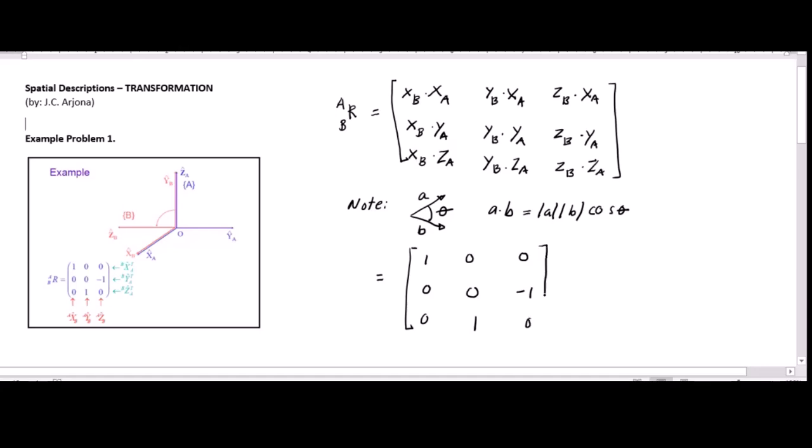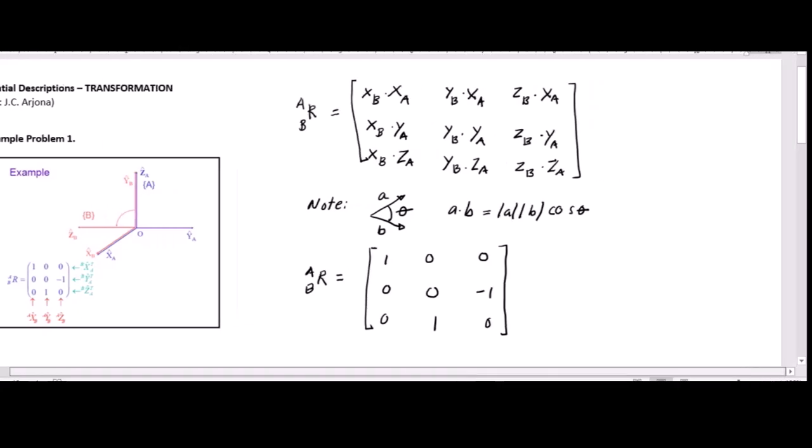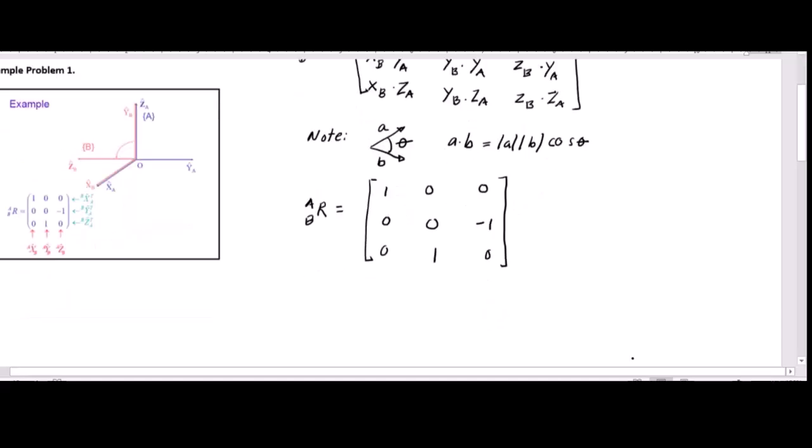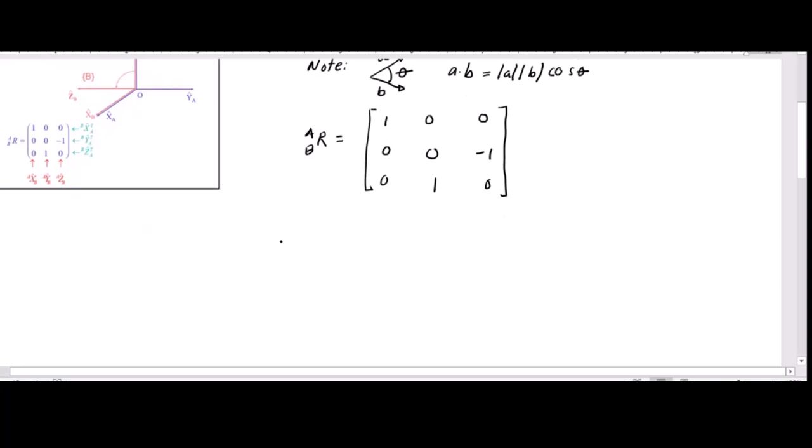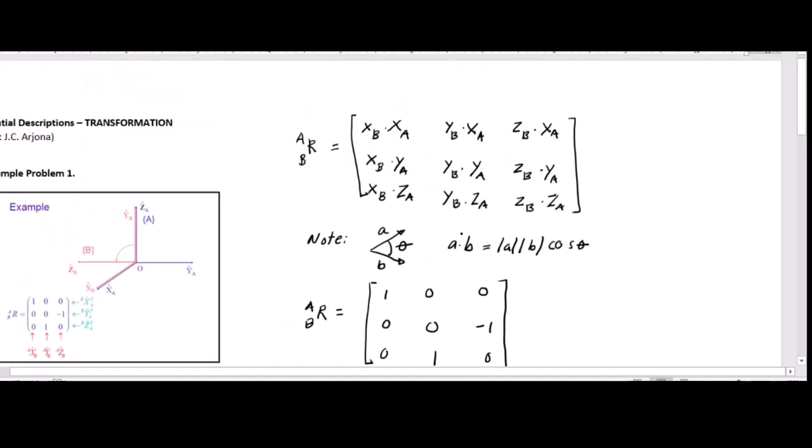As you can see, this is the proof of this answer. This is the answer, the rotation matrix of B to A. Actually, this can be verified by the formula. This is solution 1.